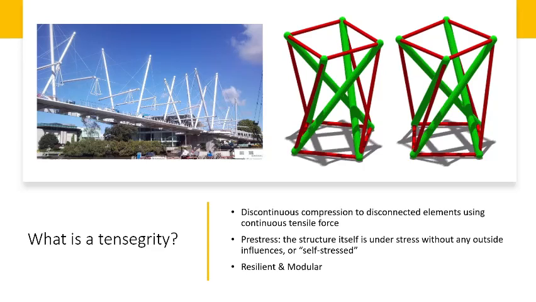The prestress and modularity of tensegrities allow them to be useful in many applications, including home furniture, artistic sculptures, and even practical applications. The left picture shows the famous 1,570-foot-long Kurilpa Bridge in Brisbane, Australia, and it's an example of tensegrities being used in a real-life practical application.